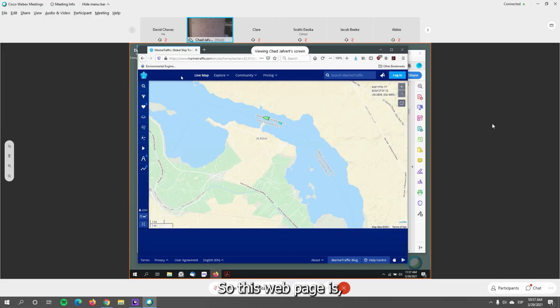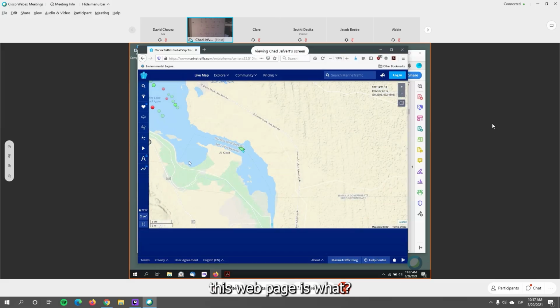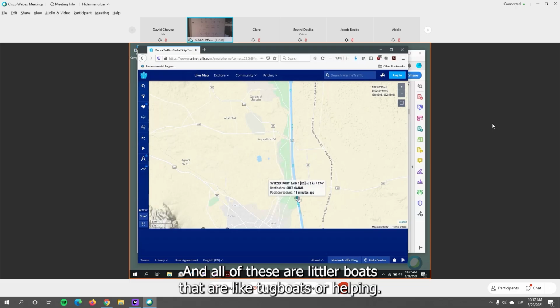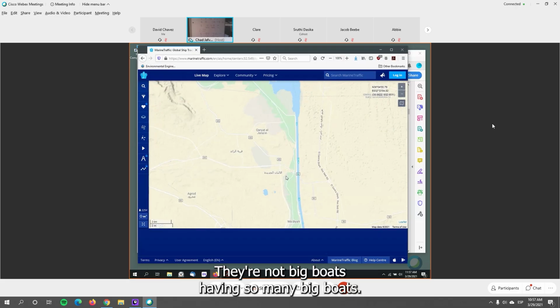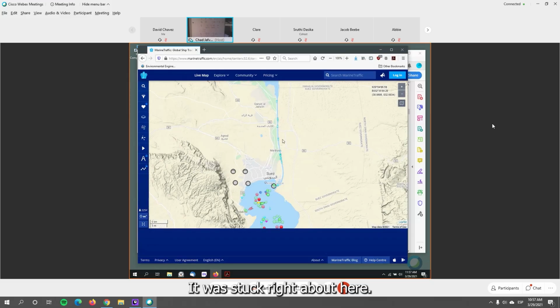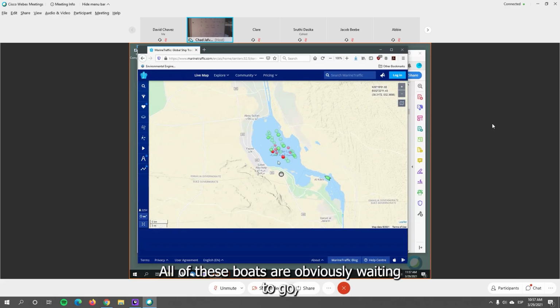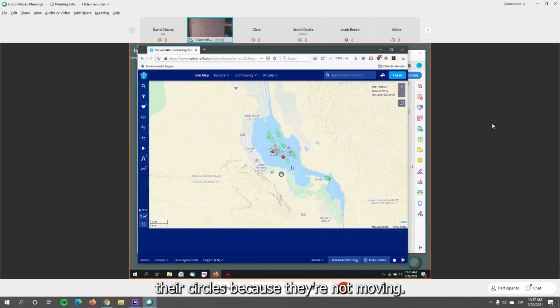So this webpage is Marinetraffic.com. If you go to it, you can track all of the boats. The boat was stuck right about here in the canal. And all of these are littler boats that are like tugboats that were helping it. They're not big boats. They haven't sent any big boats. It was stuck right about here. So I think they're waiting until it gets out completely until they send some of these other boats in. All of these boats are obviously waiting to go. They're circles because they're not moving yet. So they're waiting for this boat to clear.